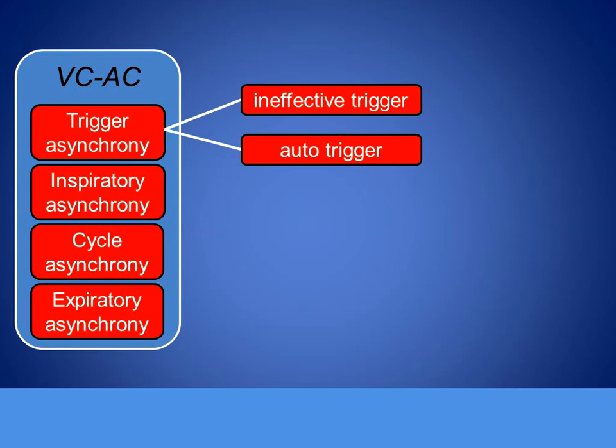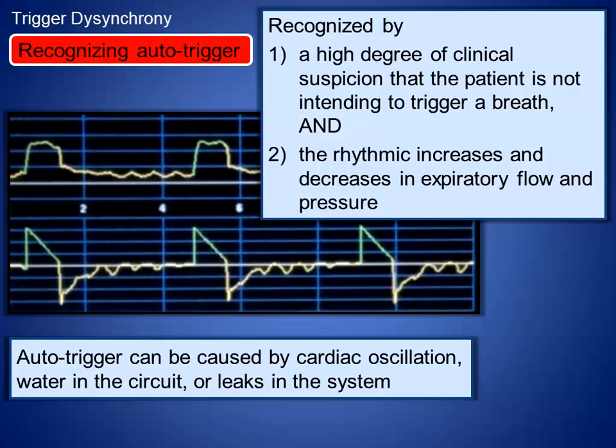Quickly into auto trigger. We'll kind of go through this in relative speed so that we can get to the rest of them. Auto trigger is the exact opposite of ineffective trigger, essentially. Auto trigger is when the ventilator is coming on unintentionally without the patient making that effort to take the breath. So, exactly the opposite. I think recognition is, first and foremost, has to be a high degree of clinical suspicion on your part.